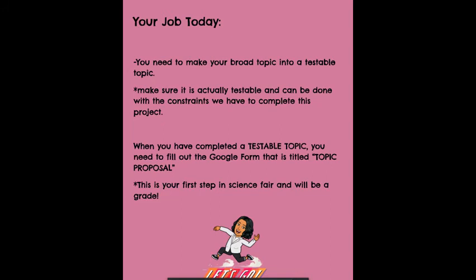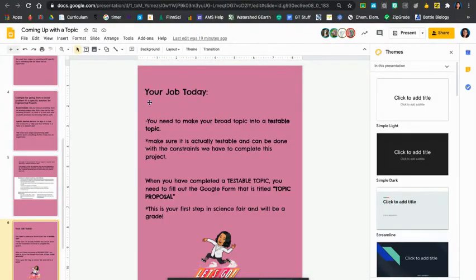When you have completed a testable topic or when you have found one, you need to fill out the Google form that is titled Topic Proposal. And this is going to be your first step. And again, as I said earlier, it's going to be a grade. Just a grade if you complete it and it's testable.